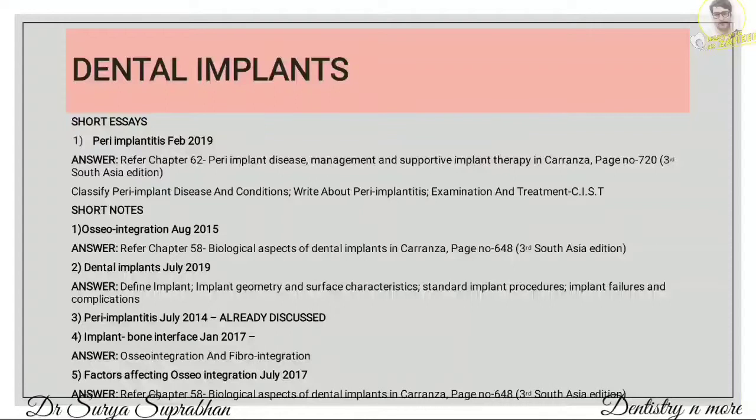So implant bone interface, there can be two types, that is either osseointegration or fibrointegration. Osseointegration means that between the implant and the bone, bone is deposited. Whereas in fibrointegration, it means fibers are integrated between implant and bone. And in osseointegration, you have to write the 3 stages also. First is the woven bone formation, second is the lamellar bone formation, and third one is the bone remodeling. So these 3 stages you have to write under osseointegration, and then you have to write about the fibrointegration. Then factors affecting osseointegration you can find in chapter 58, biological aspects of dental implants, page number 648.